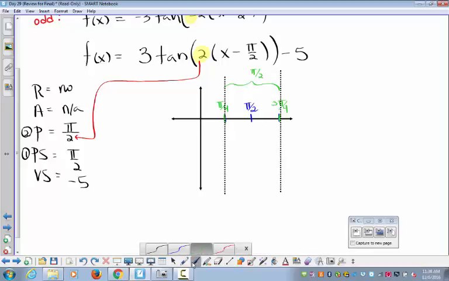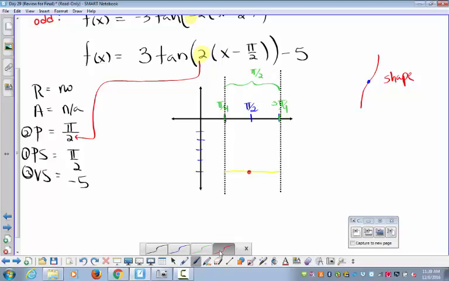Okay, vertical shift, that's next. So we're going down 5 units. 1, 2, 3, 4, 5. And that tells us that our center line is going to be right across there. We have no amplitude to deal with. We have a shape we've got to deal with. Tangent goes up to the right. That's our shape. There's only one key point that we generally use for tangent. That's right there. So that one key point is right there.